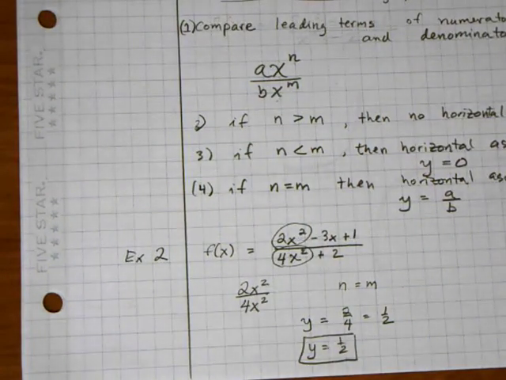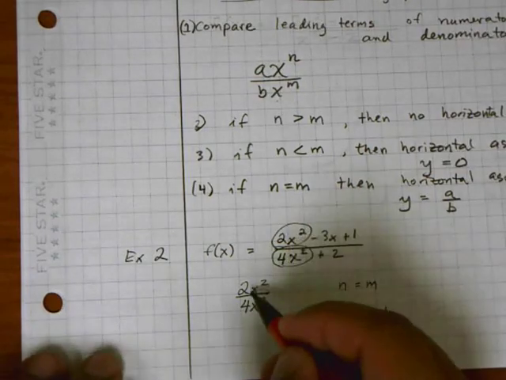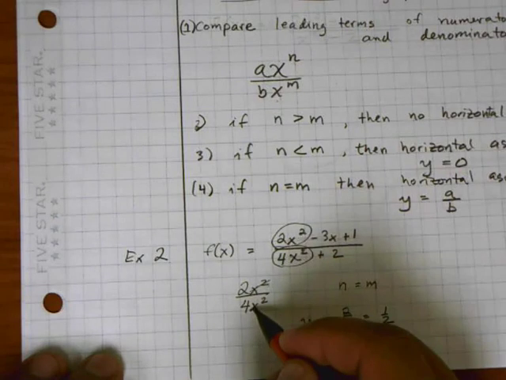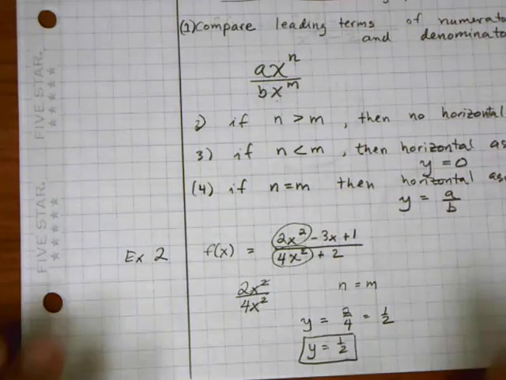And you can also see too that if we just simplify this expression here using the two dominant terms, x squared is going to cancel on the top and the bottom, and that's just going to leave us with 2 over 4, or 1/2.